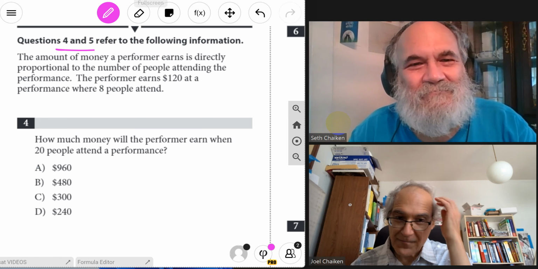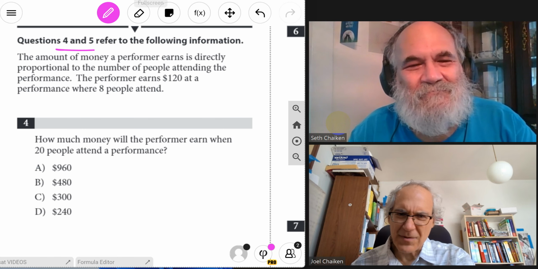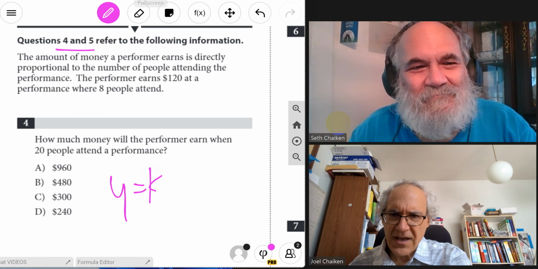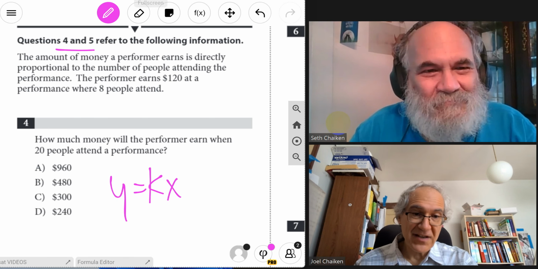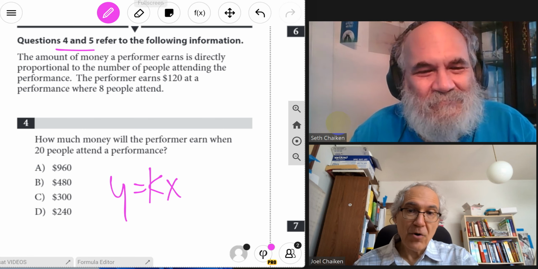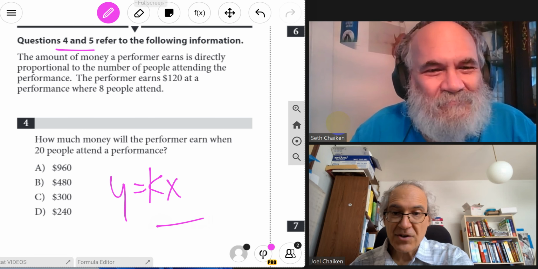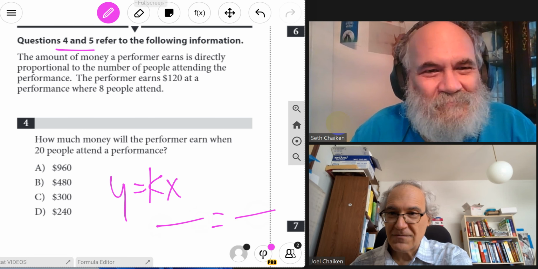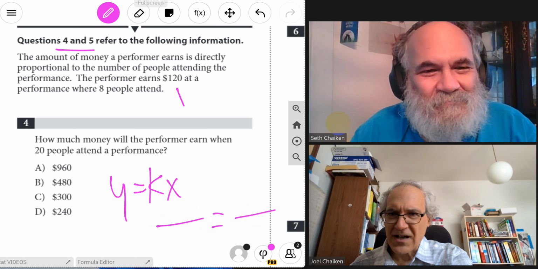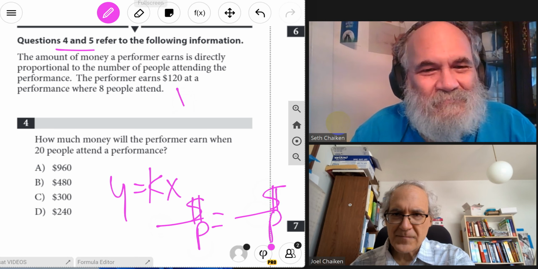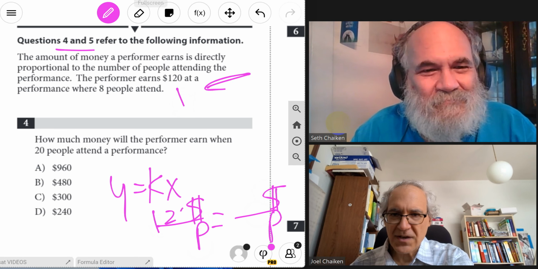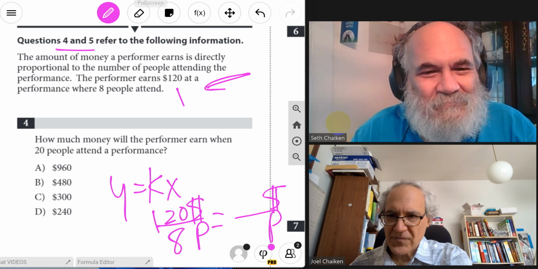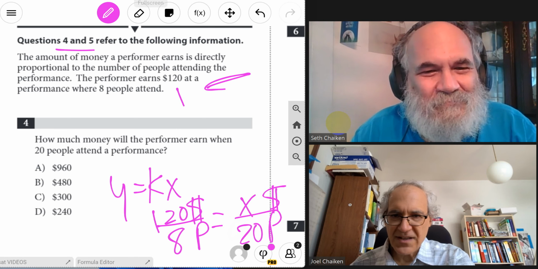The direct relation problem is y equals kx, and you solve for the constant of proportionality, and then you use it to get the answer. Or you just make a ratio. For the ratio, you put the units in first: dollars per people. This gives you the constant of proportionality, 120 over 8, and then 20 people. Notice it's sort of brainless, and then you solve for x.